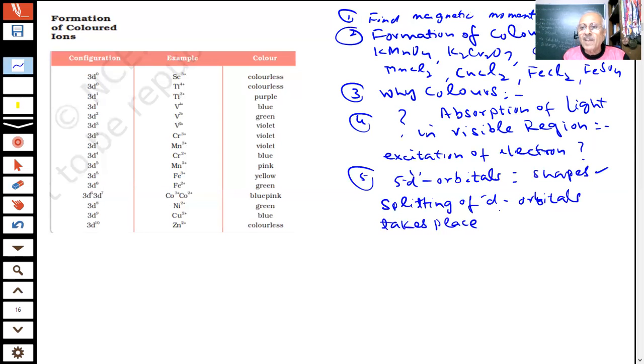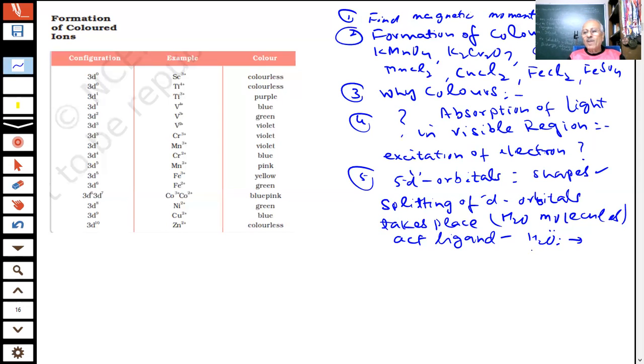So when the ligands or other molecules approach, even water molecules can act as ligands. We'll explain this more in coordination chemistry. Water has a lone pair of electrons. This is a Lewis base. Transition elements have vacant d orbitals where they can accept the lone pairs of electrons. When they approach, the splitting of d orbitals takes place because the symmetry of the d orbitals is destroyed.